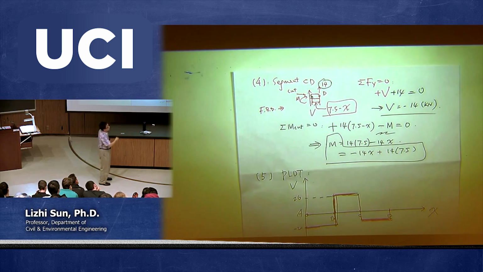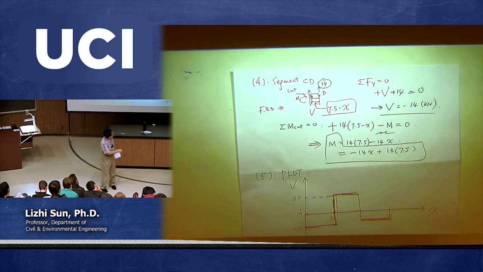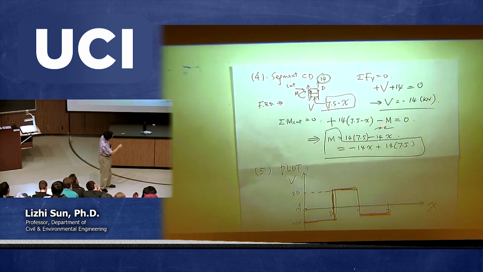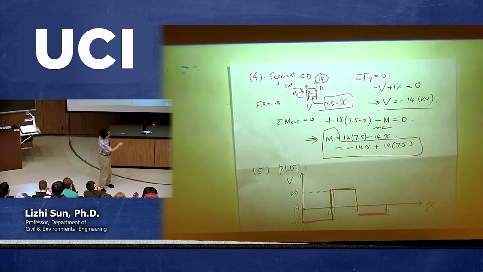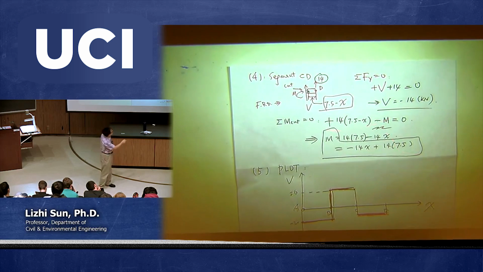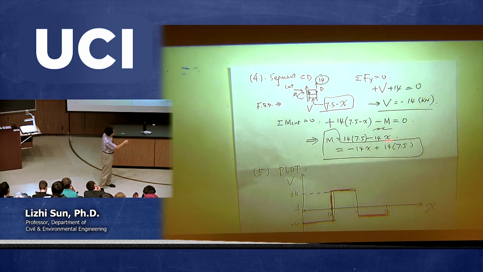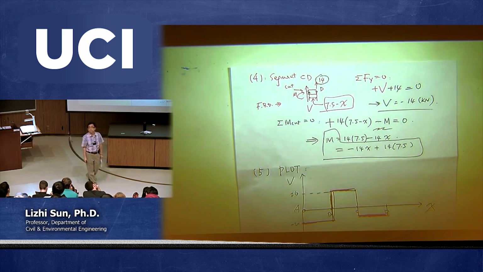This moment itself is assumed to be clockwise. However, clockwise in any of these moment equations is treated as negative. So that's why you have to put an additional negative sign on this unknown moment, and it equals 0. From this equation, you can calculate the moment, which again is dependent on the location, x.